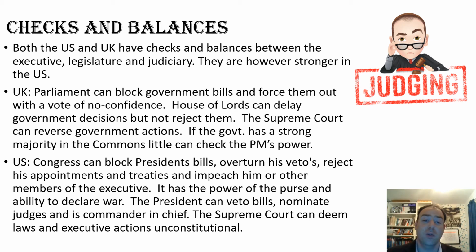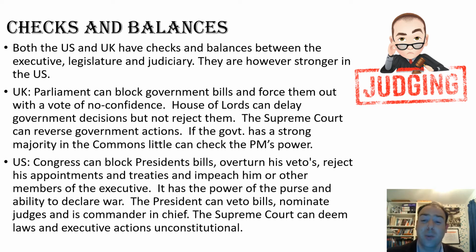The Supreme Court can reverse government actions in the UK. But as I've said before, if the government is in a really strong position with a strong majority in the Commons, there's very little check on the Prime Minister's power. In the US, Congress can block the President's bills, overturn his veto, reject his appointments and his treaties, though both of those last two are done by the Senate. They can impeach him. We saw that attempted with Trump, where he went to an impeachment trial in the Senate, which then found him not guilty. They could impeach other members of the executive or members of the top of the judiciary.